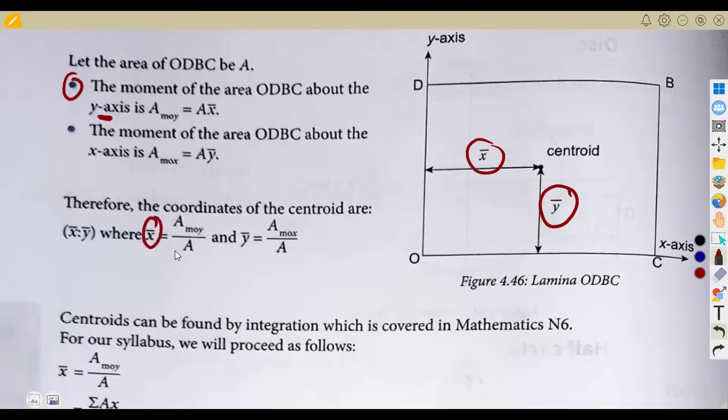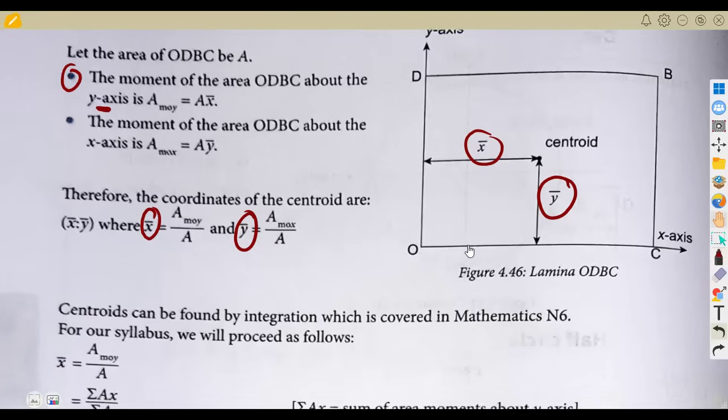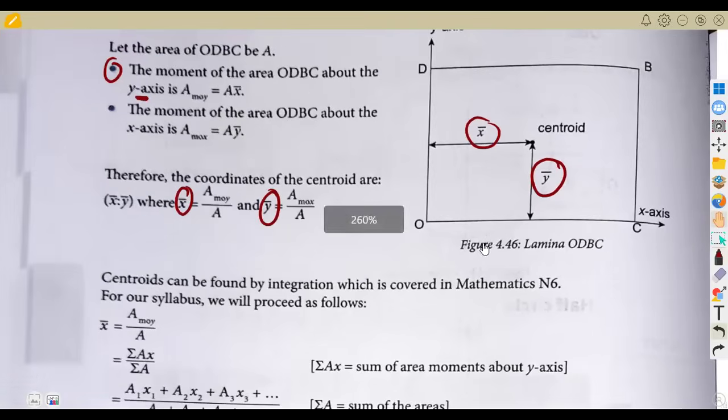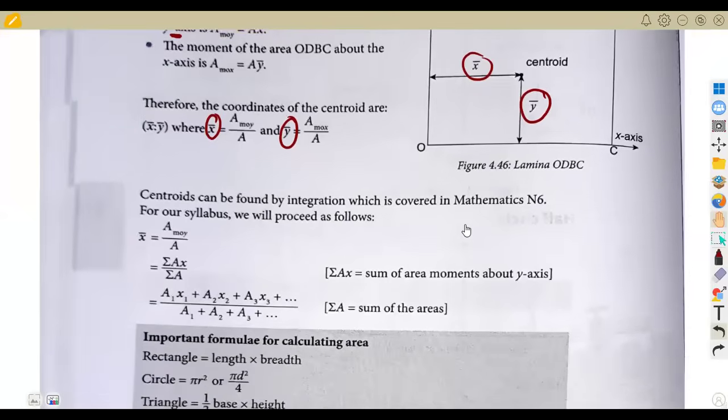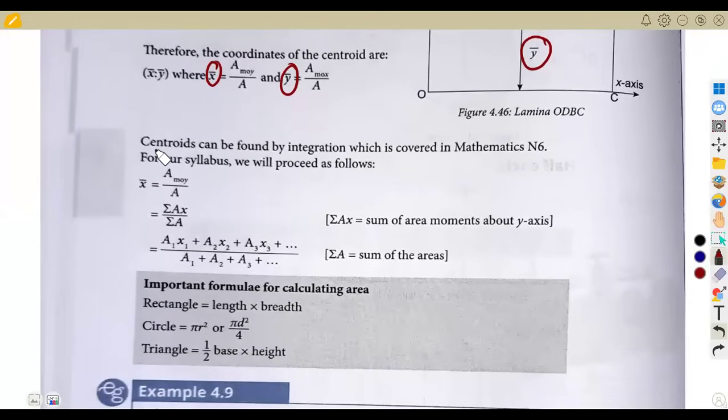These are the questions that you'll be asked. The same thing: y bar is going to be the area moment about x over the total area. So you will see that these can be separated depending on the question when you're dealing with the area, because we're dealing with the area there. This is the part where they tried to simplify this for us.